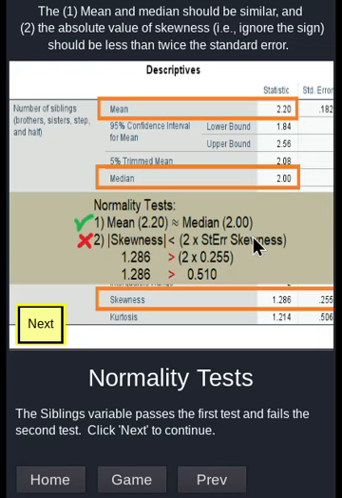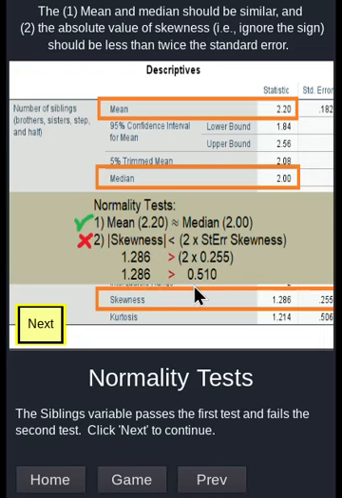Okay, the second of our three tests would be to look at our measure of skewness and compare it to twice the standard error of skewness. And what would be consistent with the distribution being fairly normal is if that absolute value of skewness was less than 2 times the standard error of skewness. But it isn't. The absolute value of skewness is 1.286, and that's larger than 2 times 0.255. That is, 1.286 is greater than 0.510.